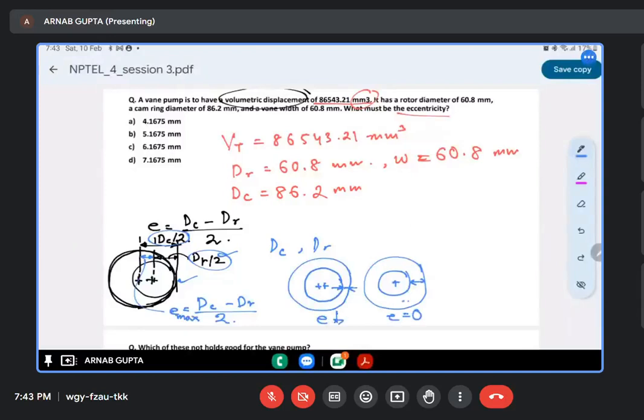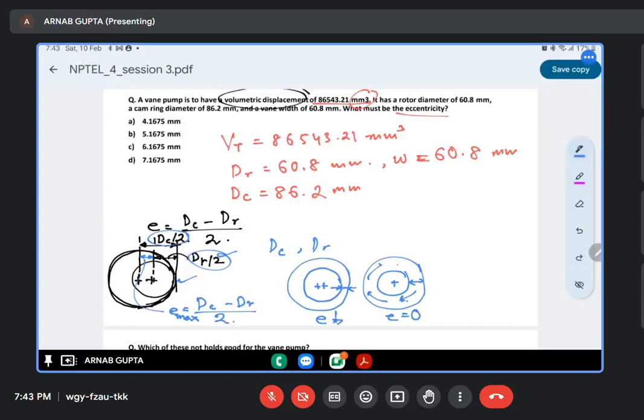So in this case, there will be no flow, no suction and delivery of fluid. Suppose this is rotating like this, the vanes will go and touch the cam ring like this. So you can understand that this particular region and this particular region, the volume will be the same. So there is no increase in volume and hence no suction or discharge phenomena happening. The liquid will simply recirculate within these pockets inside the pump. It won't be sucked or delivered.